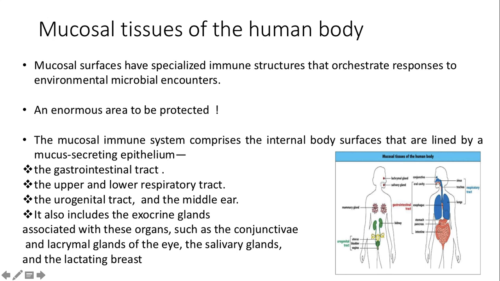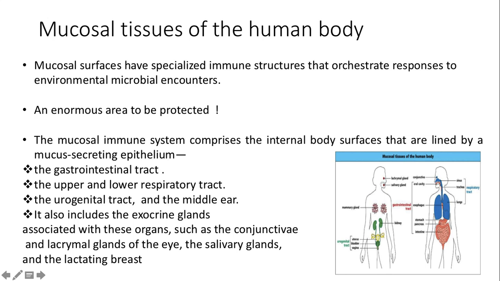The mucosal immune system, in particular that of the gut, may well have been the first part of the vertebrate adaptive immune system to evolve, possibly linked to the need to deal with the vast population of commensal bacteria that co-evolved with the vertebrates. Those organized mucosal surfaces have specialized immune structures that orchestrate the response to environmental microbe encounters, and include, as you can see in the picture, the GI tract, the upper and lower respiratory tract, the urogenital tract, as well as the middle ear.